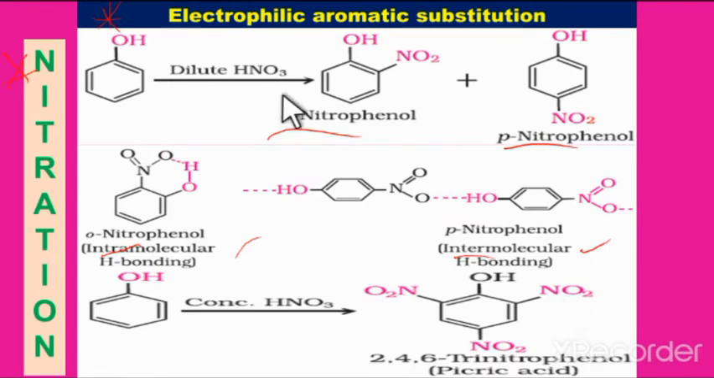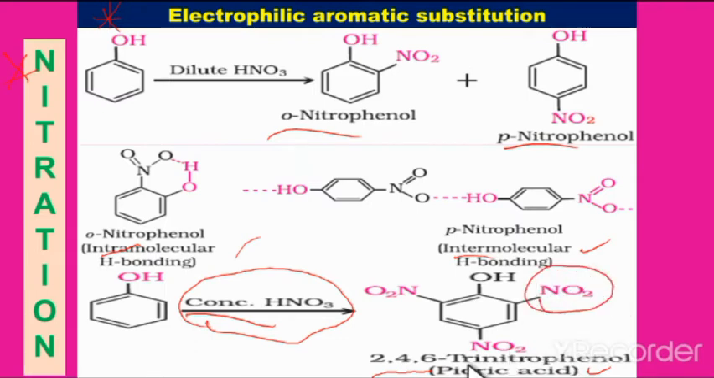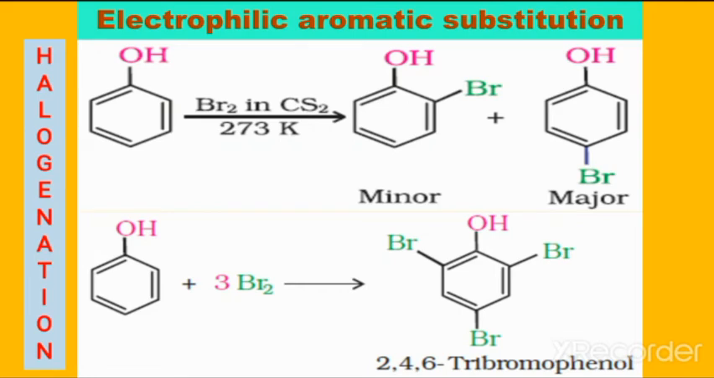Even when the phenol is treated with concentrated nitric acid, it gives 2,4,6-trinitrophenol, also known as picric acid. So when it is treated with concentrated nitric acid, the nitro groups take part at the 2, 4, 6 positions. That is known as 2,4,6-trinitrophenol, also known as picric acid.